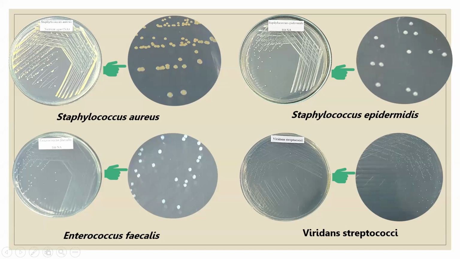Let's have a look at the first bacteria, which is Staphylococcus aureus. When we have a closer look at the colony, the shape of the colony is round and the color is creamy to white, or it could be yellow to cream in color.